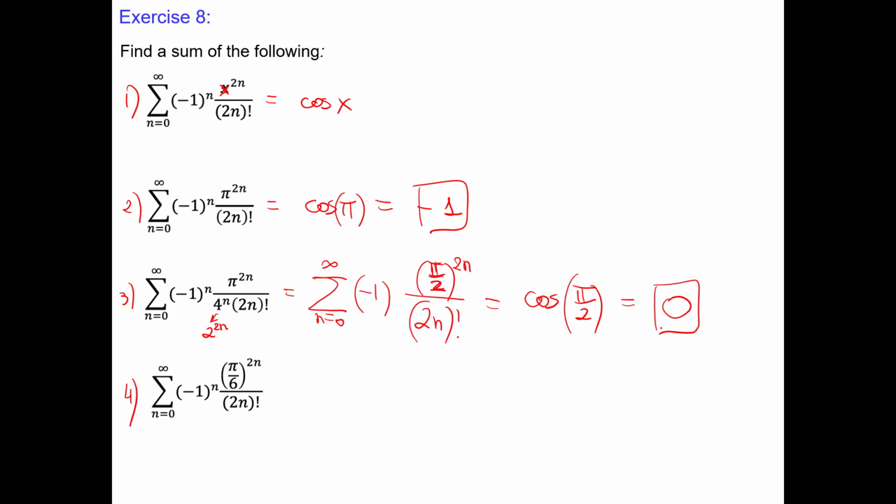Okay, and the last one is nothing actually complicated. Cosine of pi over 6, cosine of 30 degrees. Everybody knows that is square root of 3 over 2. Now, please make sure that you can deal with these formulas.